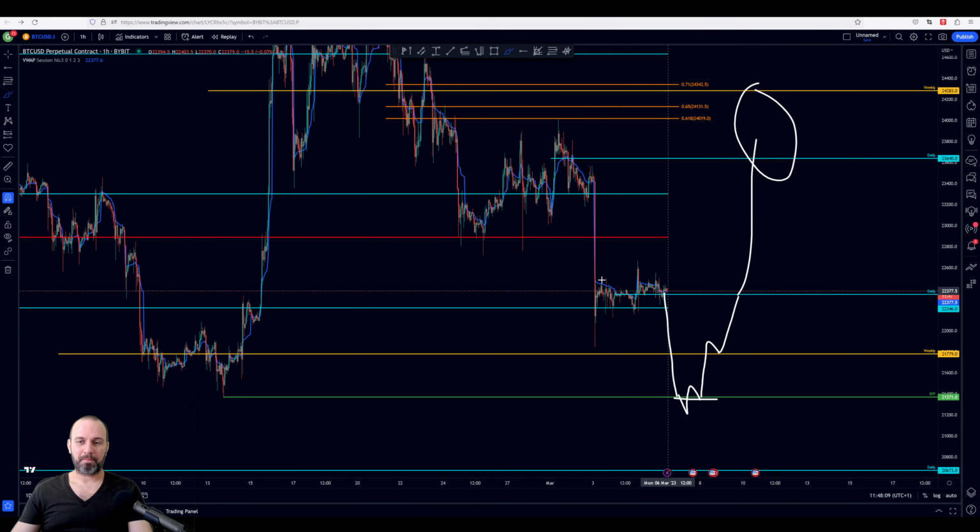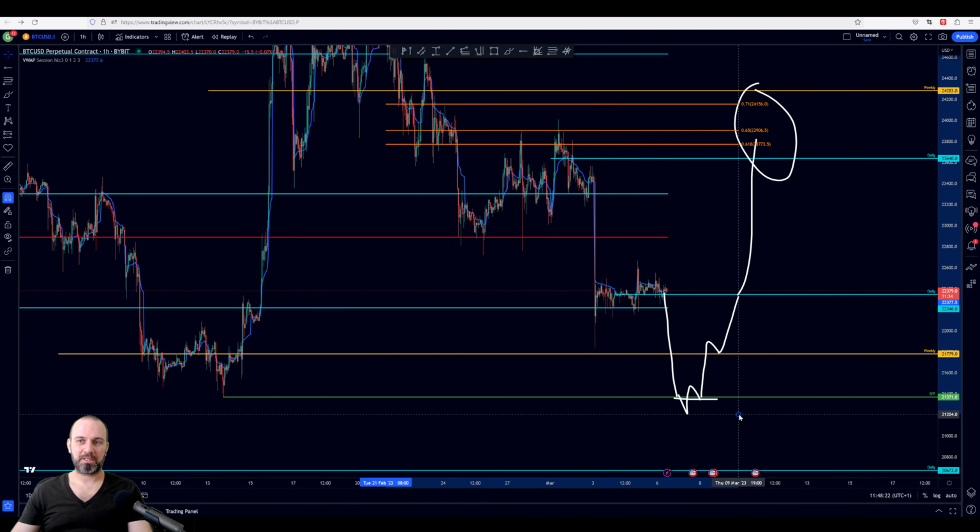We do have some levels in between, but one of the targets would be this area between the daily, the weekly, and obviously at that point in time this golden pocket would move just, let's say, just a bit lower.